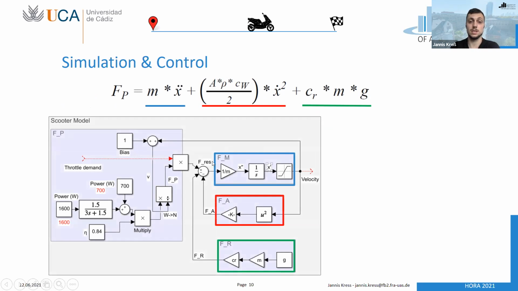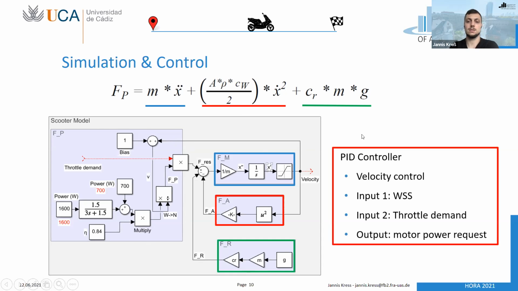So here you can see the same components. At first the mass inertia, then the air resistance and the rolling resistance. And on the left side, you can see a very brief simulation of the motor characteristics, including the combustion powered engine, the clutch behavior, and the barometric driven gearbox of the scooter.